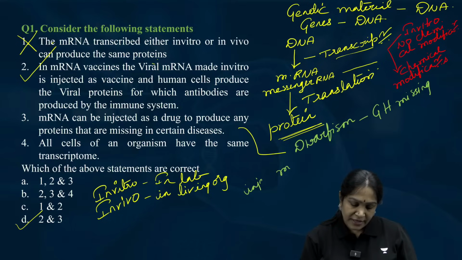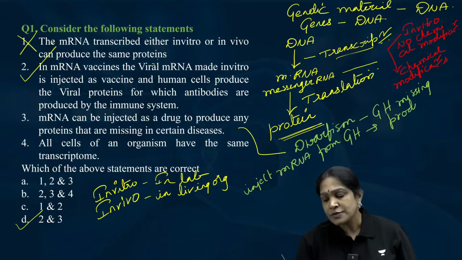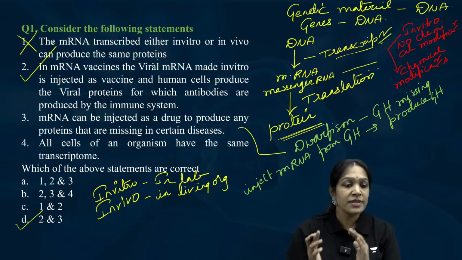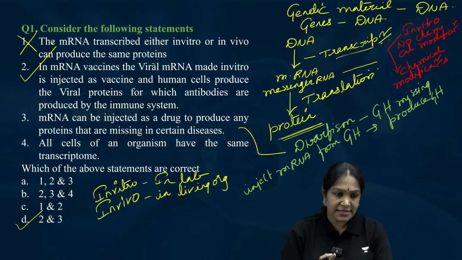Inject mRNA for growth hormone so that the patient will produce growth hormone. Is it clear? So that the patient will produce the growth hormone, so that there will be a treatment for dwarfism. Is it clear?